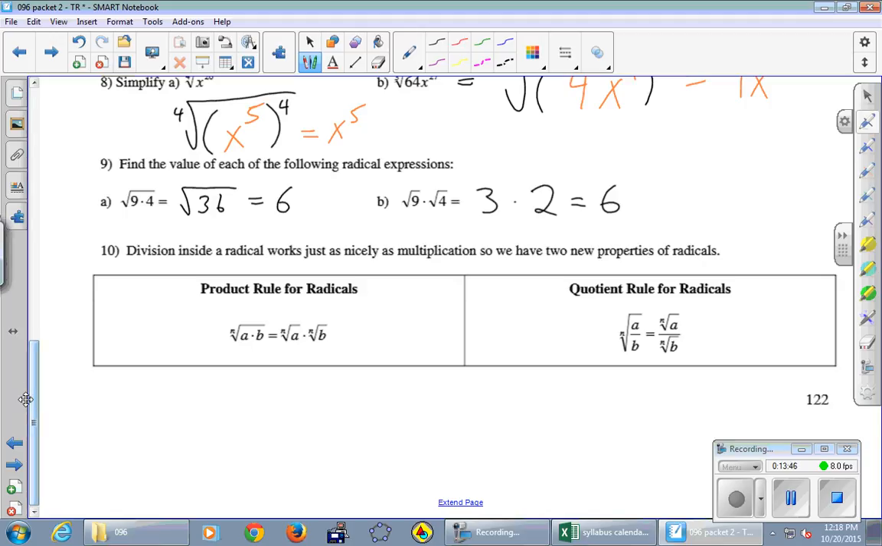And that's written out here in number 10. If you have a times b underneath the radical, you could do the radicals separately, multiply at the end. It turns out division works just as nicely. If you have a fraction inside of a radical, you could do the fraction first and then the radical, or you could do the radicals first and then the fraction. Either way, we'll get the same answer. So 2 brand new properties. They are on the sheet that we handed out today.